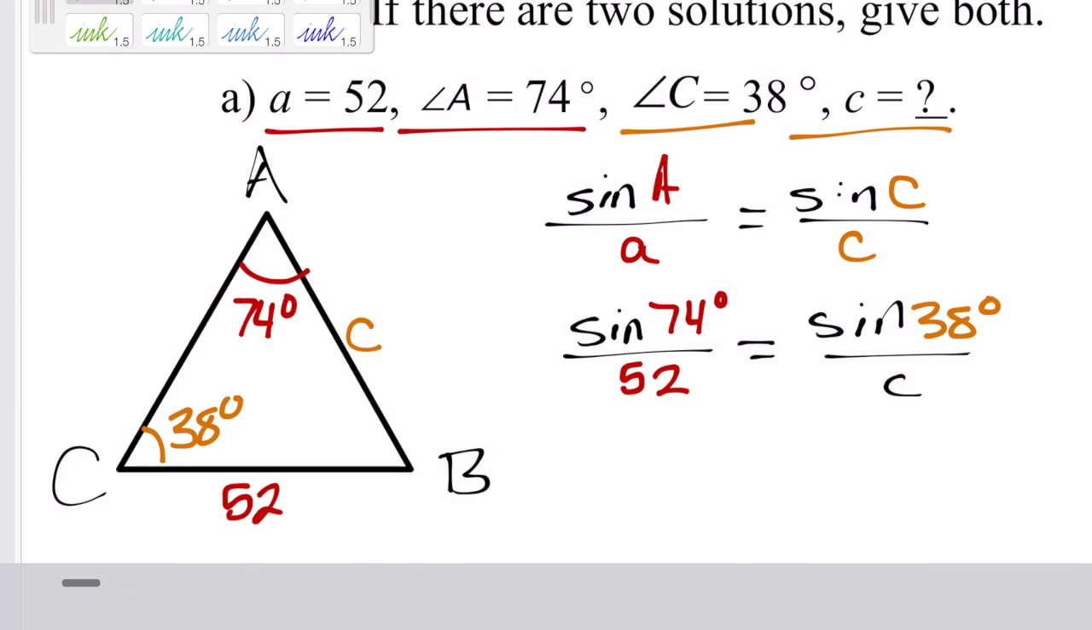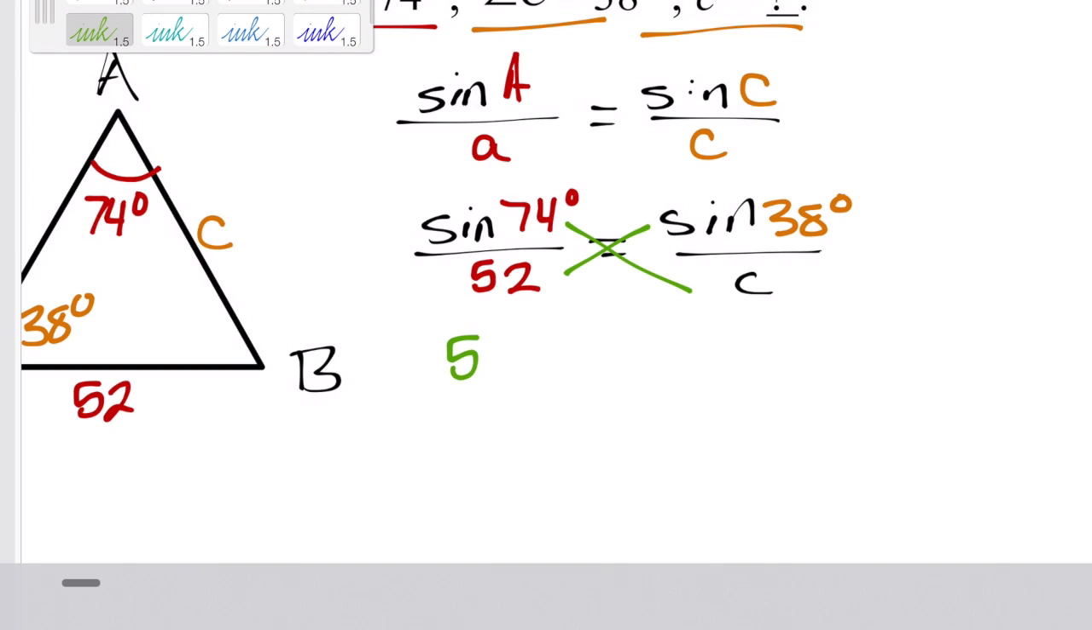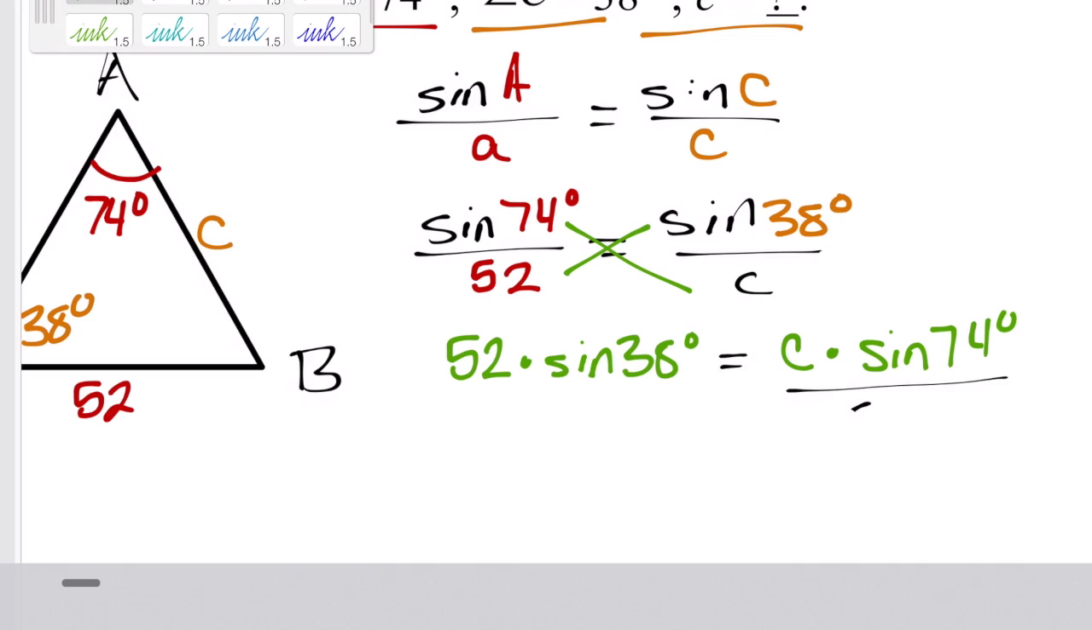So what I'm going to do is what I call the butterfly method, or cross multiplication. So I'd have 52 times sine of 38 degrees on one side, and that would be equal to C times sine 74 degrees on the other. So now in order to get the C by itself, I'm just going to divide sine 74 degrees to both sides.